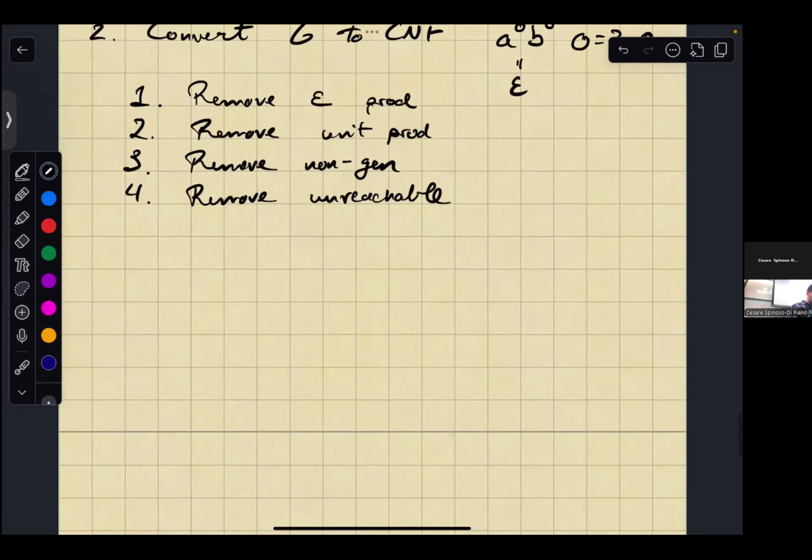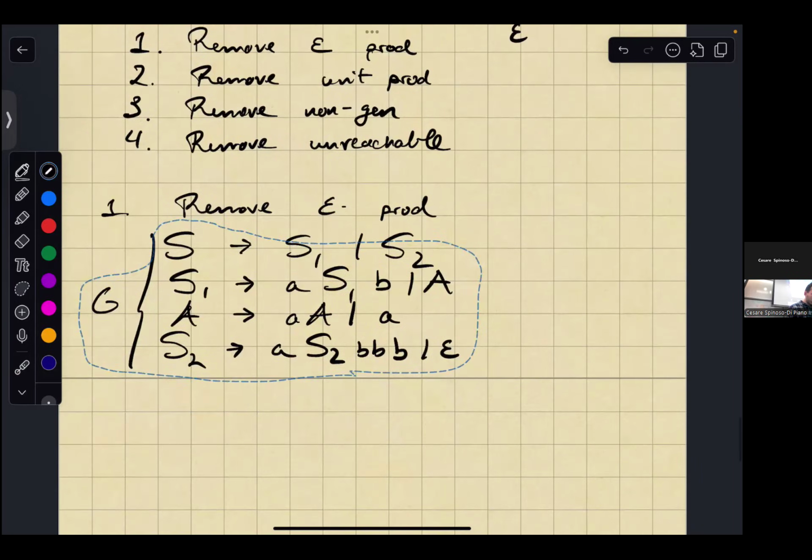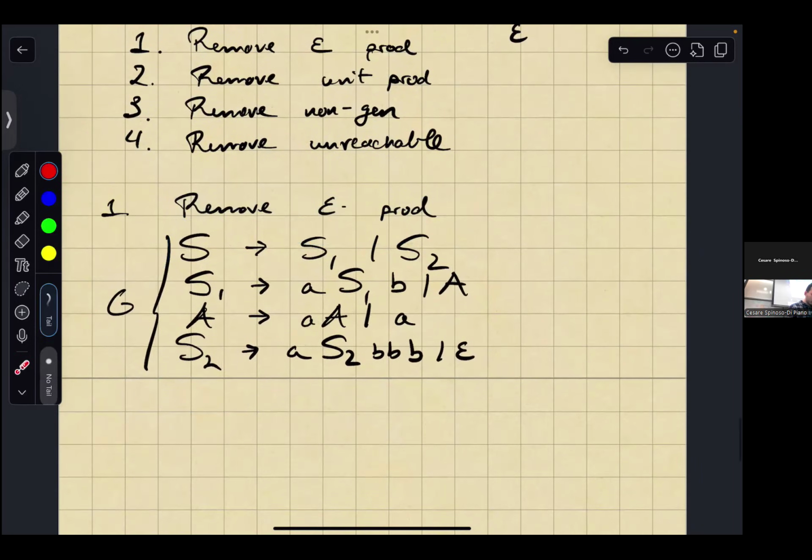Copy. So let's first remove epsilon productions. Do I have any epsilon productions in G? Yes, I have one, it's this one. If I want to remove the epsilon production rule, then I have to account for every place where I could replace S2 with the empty string. And in this case, there are two such cases.